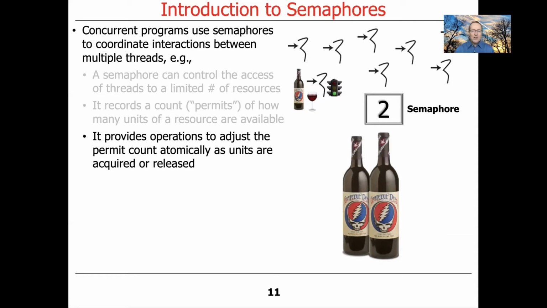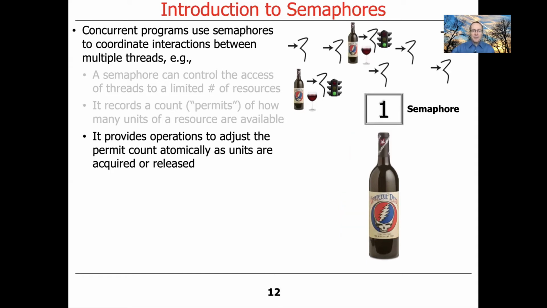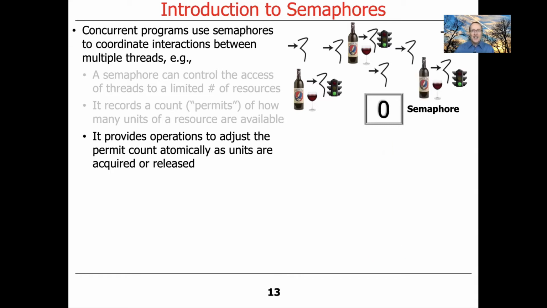And if the count is greater than 0, then they get the resource, which in this case is a bottle of Grateful Dead wine, and then they can go and consume some of it. And this keeps happening as long as the count of the semaphore is greater than 0. That means people can come along and get access to the underlying shared resource. So another thread, another person, comes along, decrements the count by 1, and goes off and consumes some wine. And then the third thread comes along and decrements the count by 1. So at this point, all the bottles of wine are now being shared. They're being used.